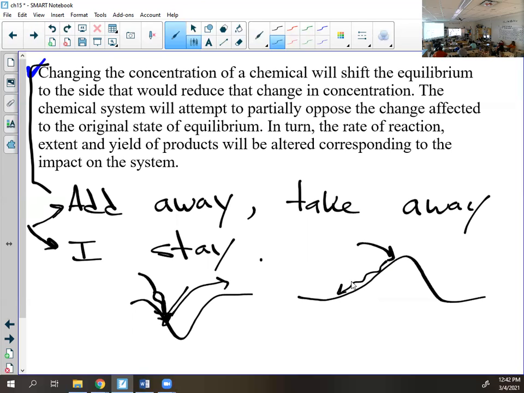Isn't it kind of like diffusion? That's an interesting question. If you want to look at it that way, sure. Diffusion is not really related to Le Chatelier's principle, but it's the same idea. If it's high, it wants to spread out.